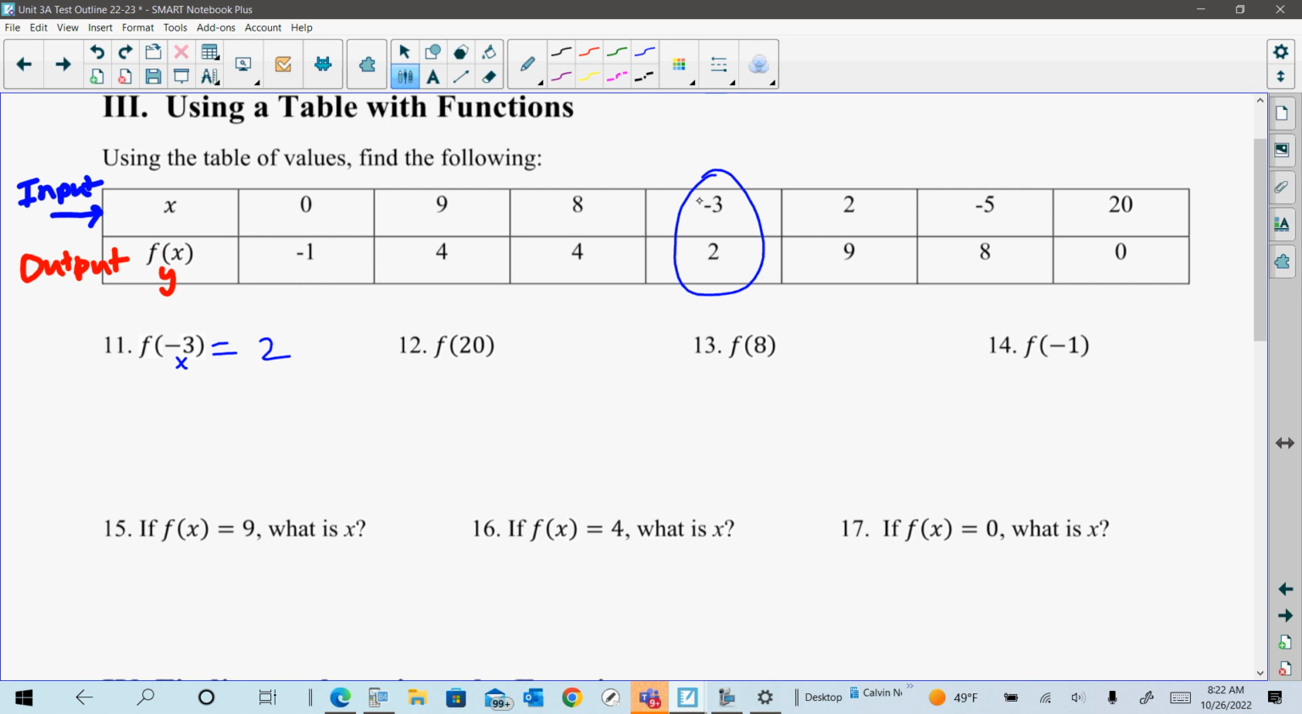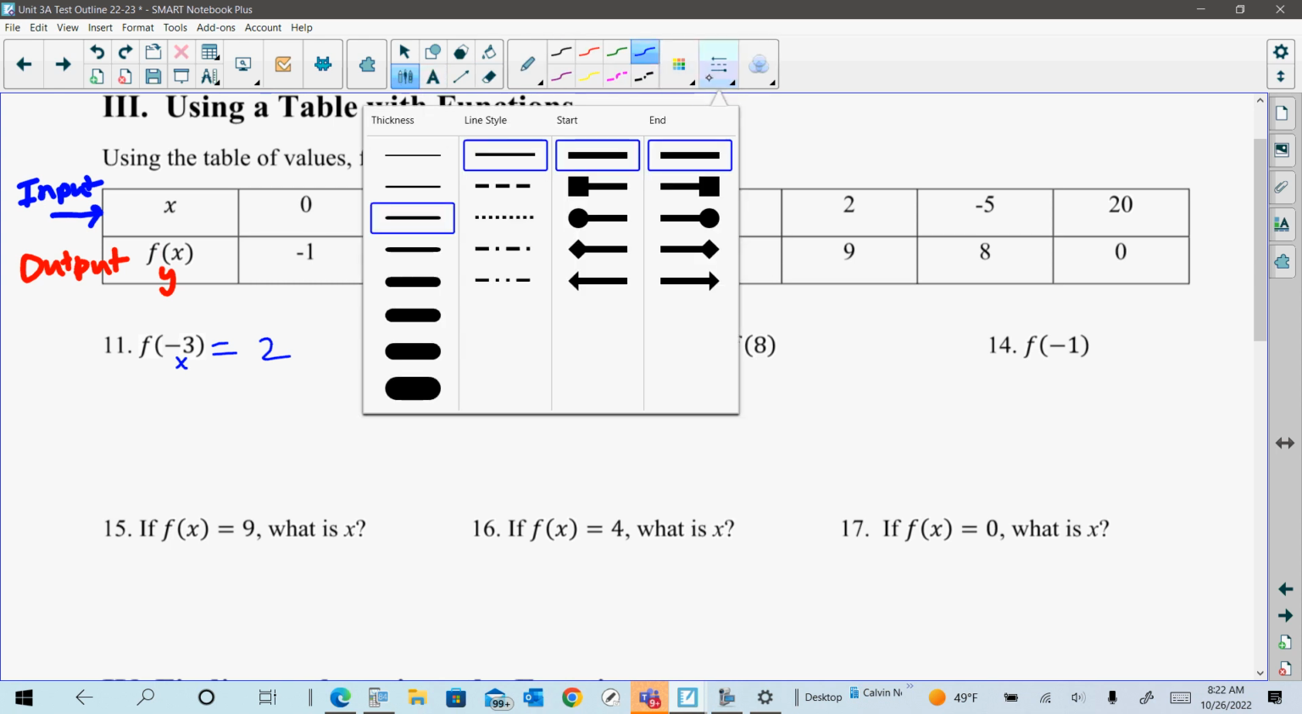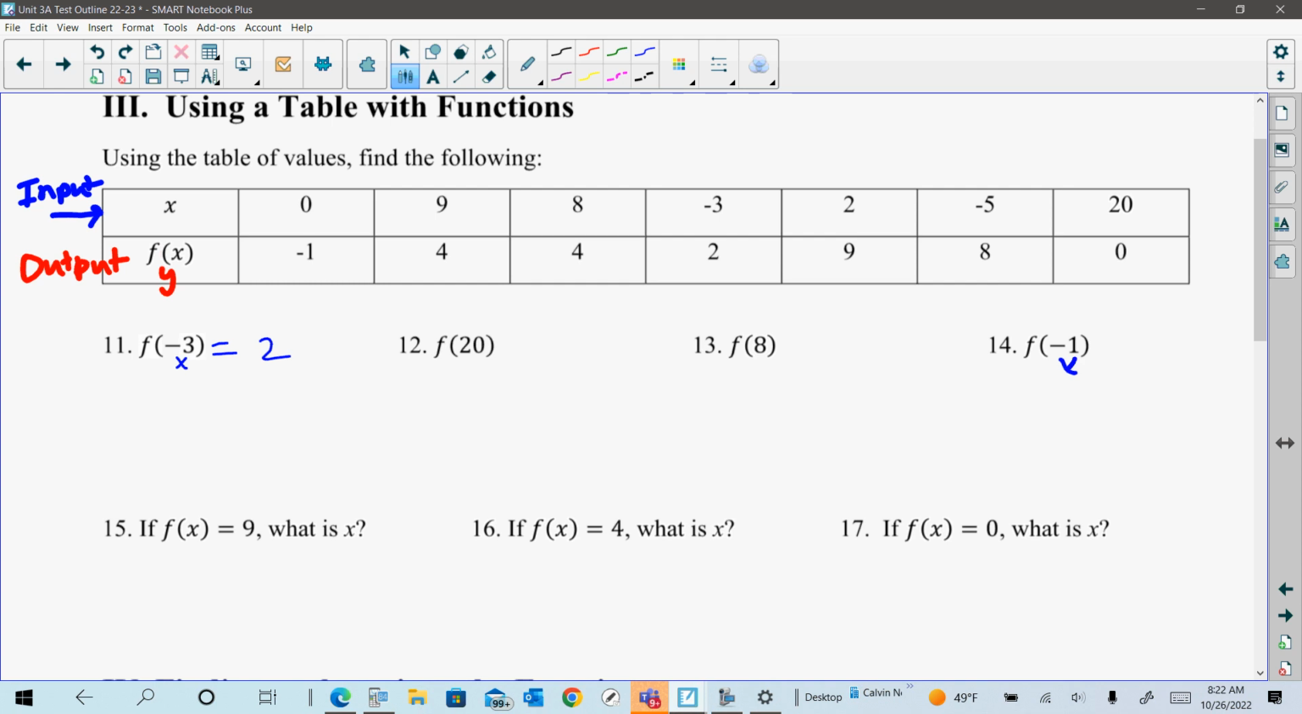Now, I'm going to jump to 14. What will we have to write for f of negative 1? Because this negative 1 represents x. And is there a negative 1 in the x row? No. So, to get the value off the table, since we do not have a negative 1 on the x row, you write unknown. If you cannot find the value off the table, it is unknown.